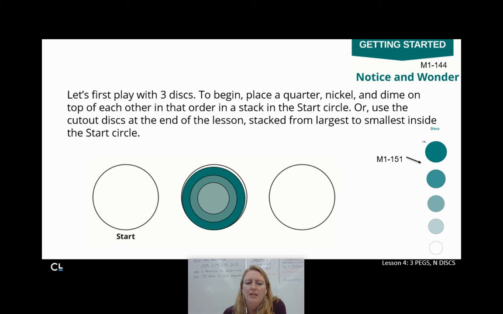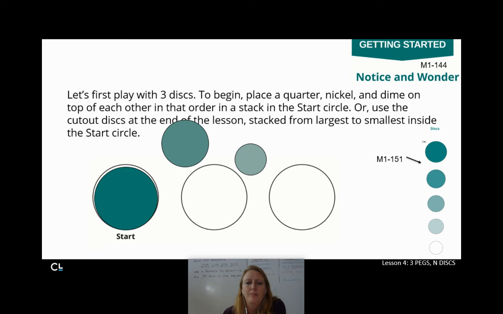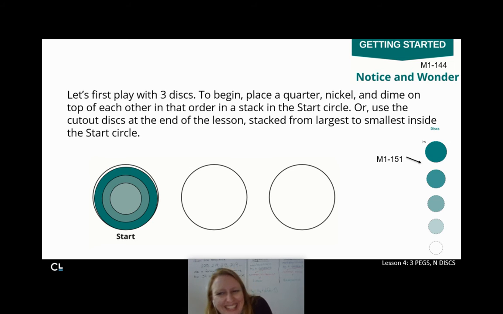Hang on. Mine aren't in the right circle. I'm going to fix that. I'm going to move them around. Oh, there we are. Okay, boom. That's better.